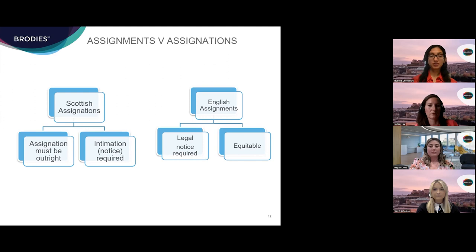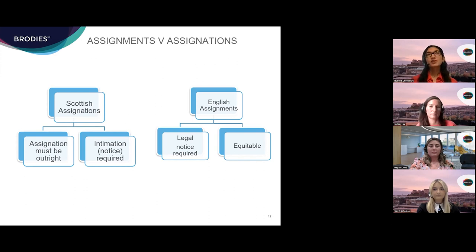Key things to be aware of with Scottish assignations, where we don't have the concept of equitable security: an assignation has to be outright, so ownership of the right has to be transferred to the assignee or lender for the period of the assignation. The assignation has to be perfected, and this is done by intimation, that is, the giving of notice to the relevant counterparty. Without intimation, in the case of an assignation in security, no security interest is created unless and until intimation takes place.